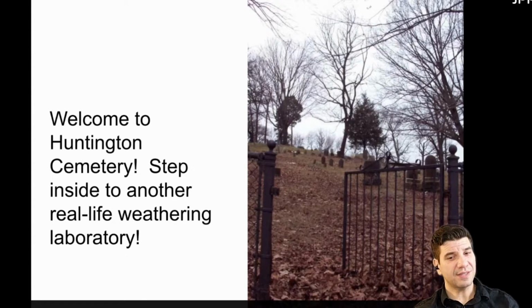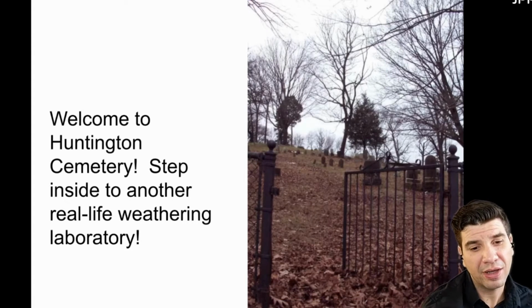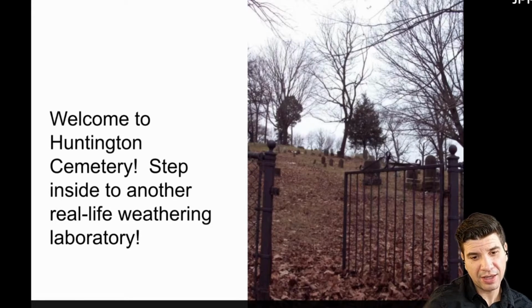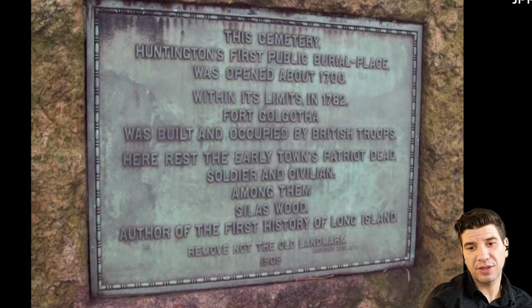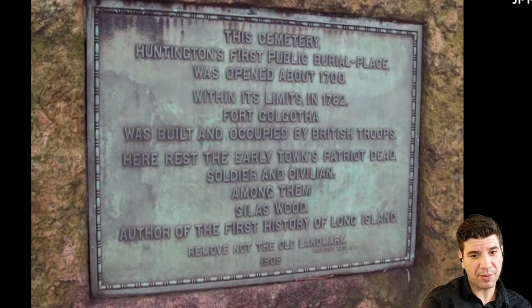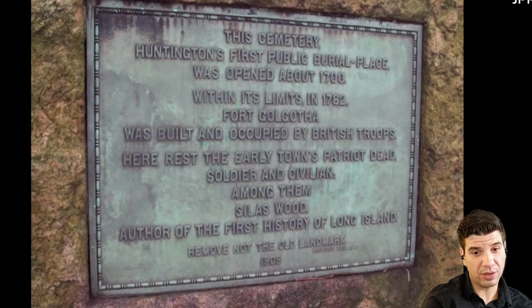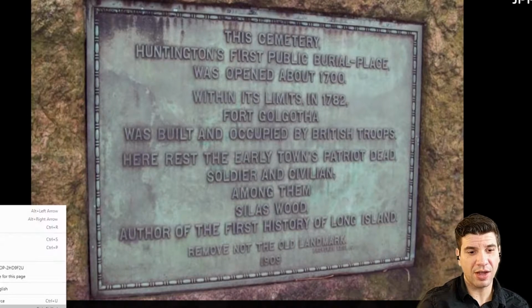So welcome to Huntington Cemetery. Step inside into another real-life weathering laboratory. So we're going to take a look at some rocks that we could find right here in the cemetery. This cemetery, Huntington's first public burial place, was opened in 1700. Now, 1909 is when this plaque was put in. You'll notice it's a copper plaque, but it doesn't look brown anymore. It's green. So what you're actually looking at is copper oxides. So we're looking at the effects of acid rain on copper.